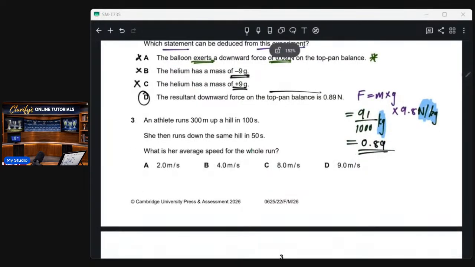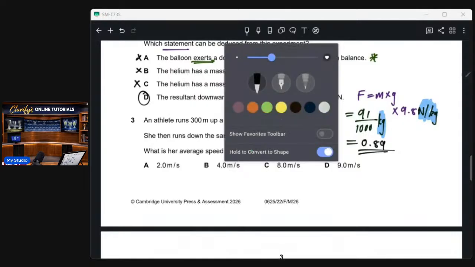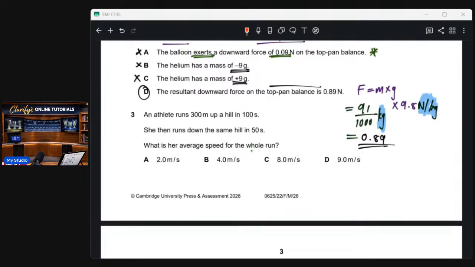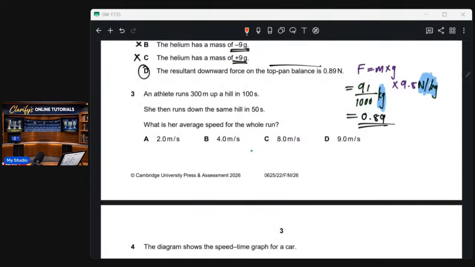Now we'll quickly go through this. So I want you to use rules. Don't use reasoning or common sense, because they can trap you if you try to do that. Use the rules of physics. Don't forget, students, use the rules. An athlete runs 300 meters up a hill in 100 seconds. So this is distance, S. This is time, T. She then runs down the same hill in 50 seconds.